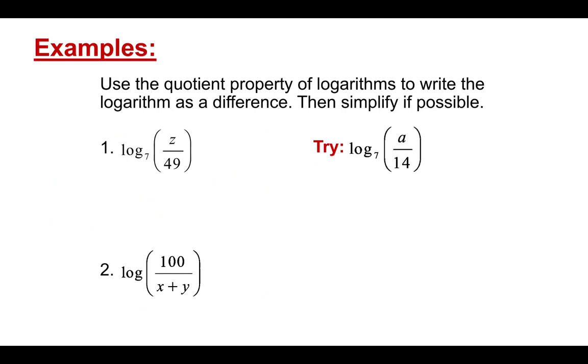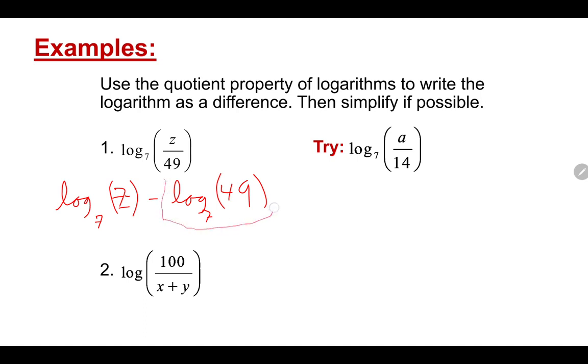Let's try some of these. So this is using the quotient property. We're going to rewrite them as a difference, and then, of course, we're going to simplify. So the first one, we have log base 7 of z minus log base 7 of 49. Now this one we can simplify. Z, we don't know what that is, but here we've learned the technique, so we can simplify this.